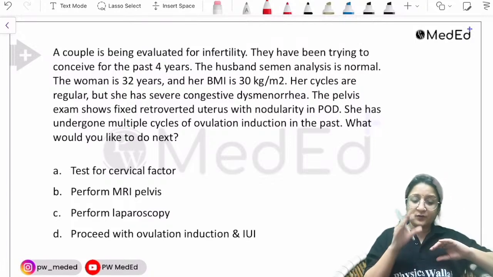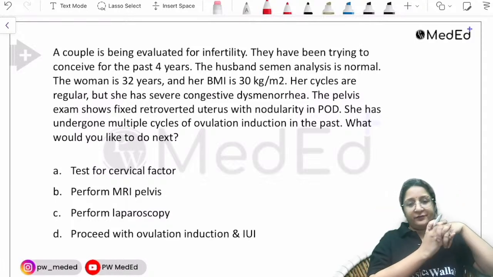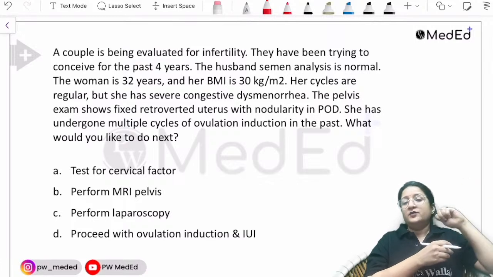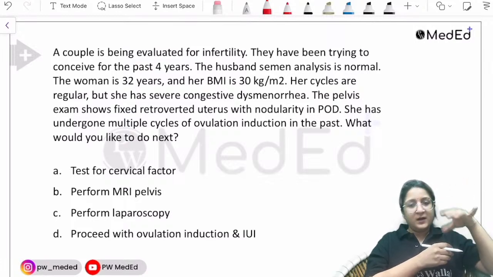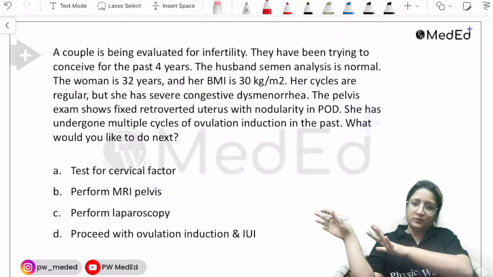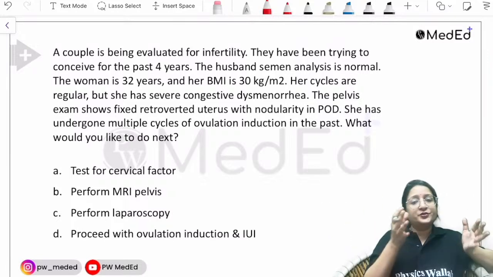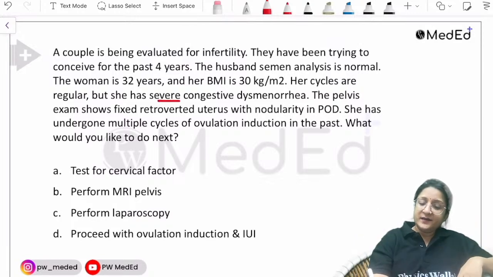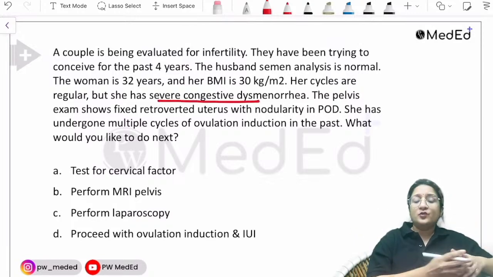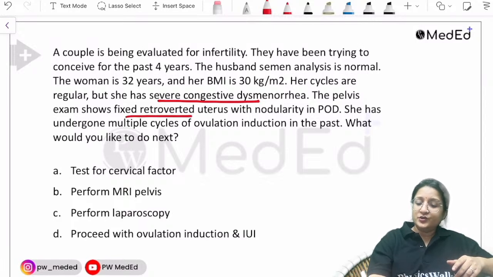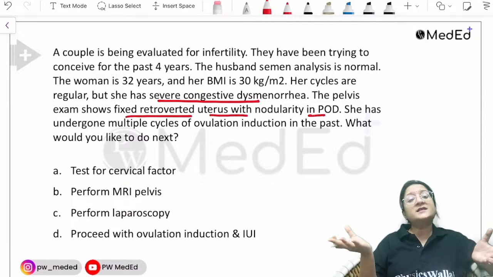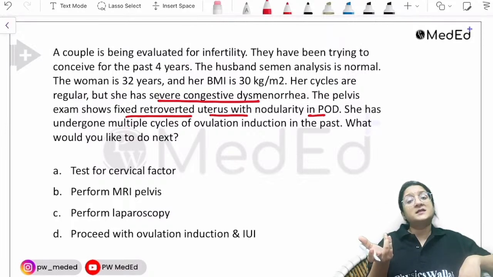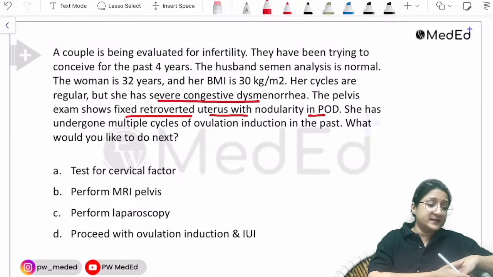Okay, coming to the question: a couple being evaluated for infertility, they've been trying to conceive for the past 4 years. The husband's semen analysis is normal, so male factor is out. The woman is 32 years old, obese, her cycles are regular, but she has severe congestive dysmenorrhea. Pelvic exam shows a fixed retroverted uterus with nodularity in the pouch of Douglas. She has undergone multiple cycles of ovulation induction in the past. What would you like to do next?